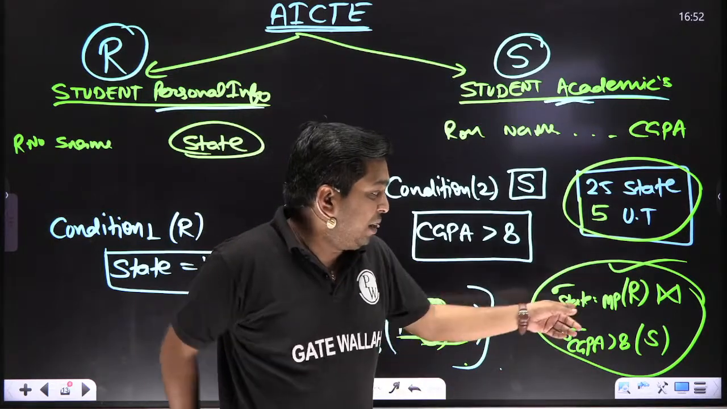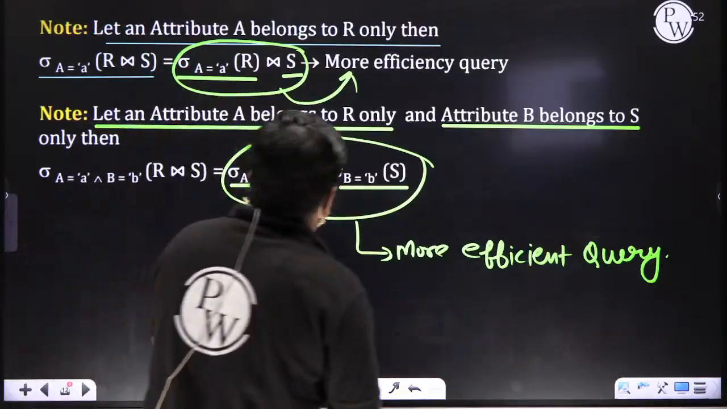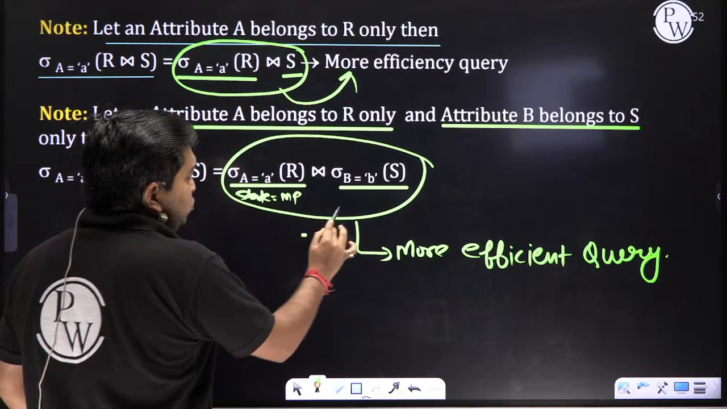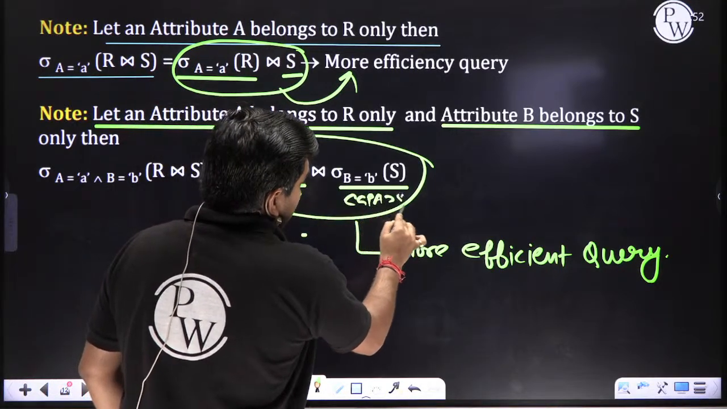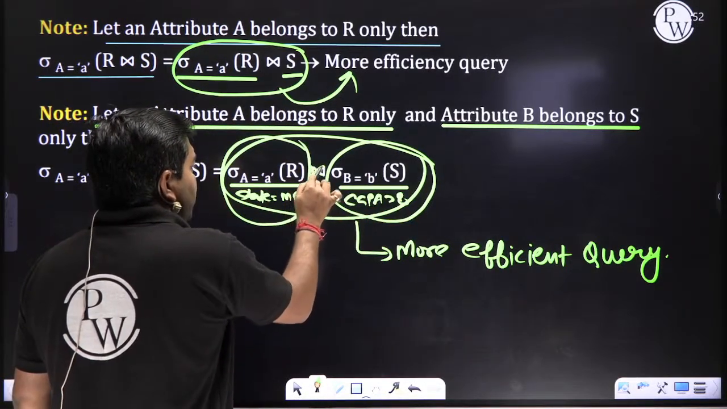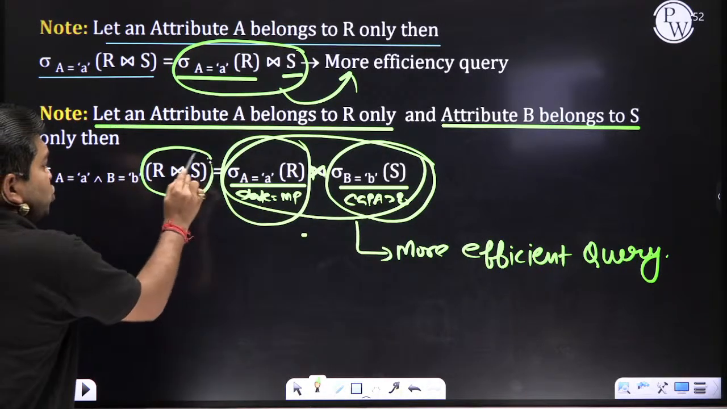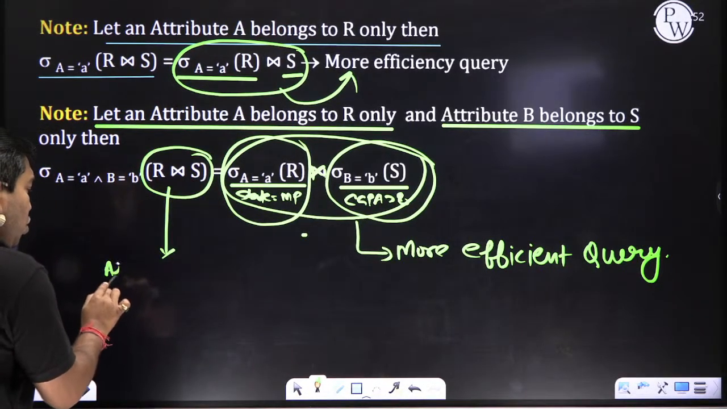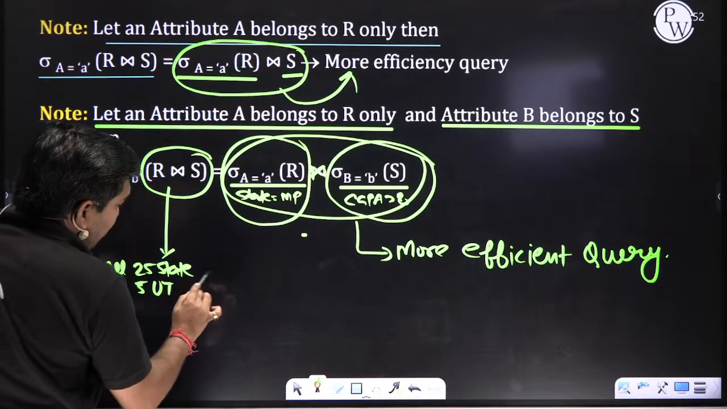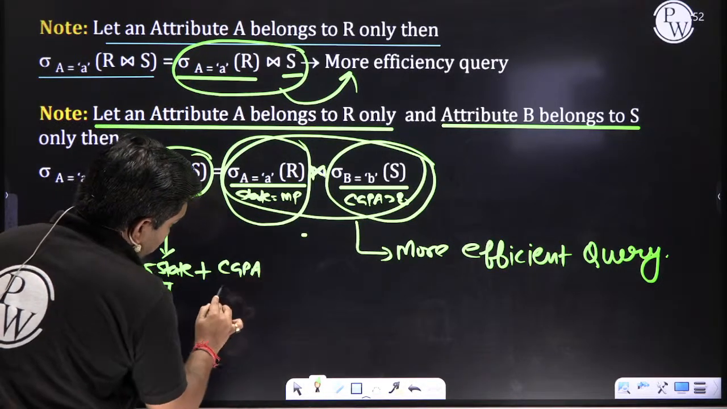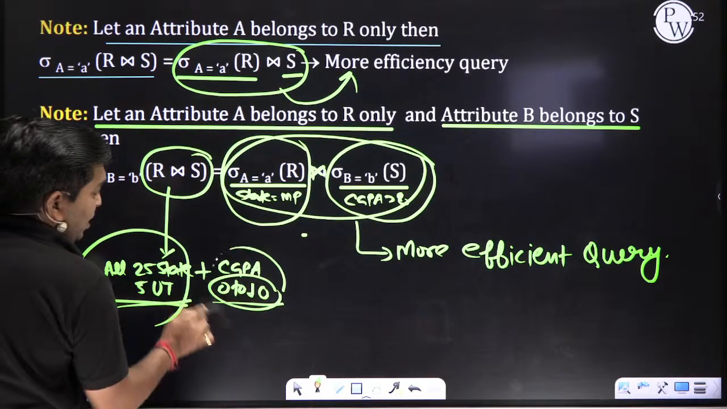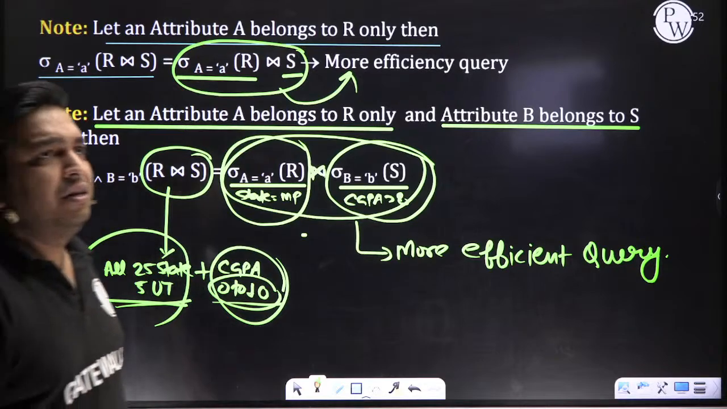But here you are getting only a particular state, MP. So you will leave all the remaining students, and CGPA greater than 8. So very few tuples you will get here before performing the join. Otherwise, if you first perform the join, you will get all 25 states plus 5 union territories data plus CGPA 0 to 10. All students you will get. Getting my point?